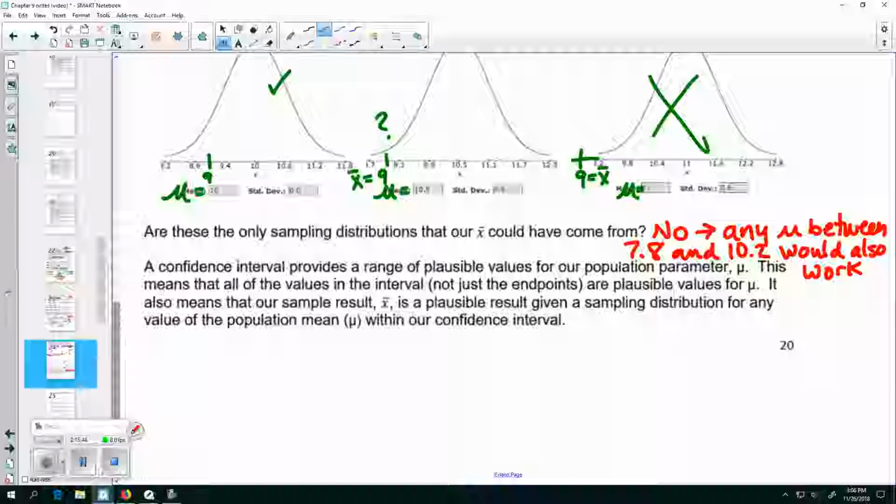And that means things like 7.9, 7.95, 10.05, any number in between those also work, even though I don't have a picture to go along with them above.